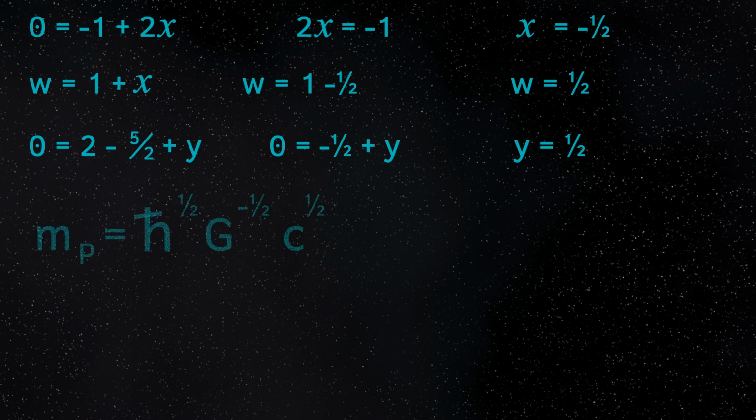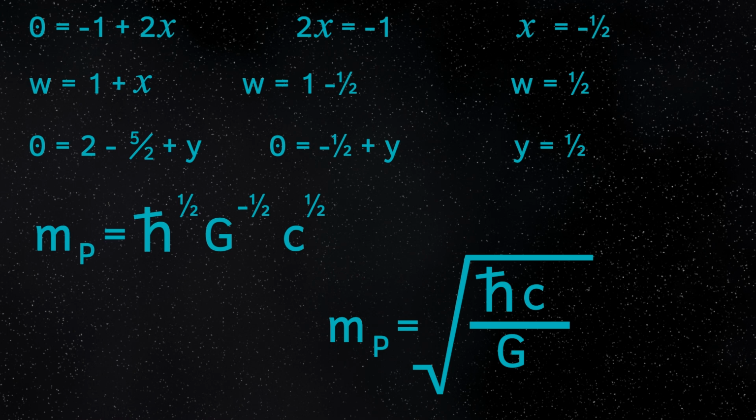This gives us mass equals h bar to the half, g to the minus half, and c to the half. And that gives us our equation of Planck mass, which is mp, Planck mass, equals the square root of h bar c divided by g. Let's do the same for time.